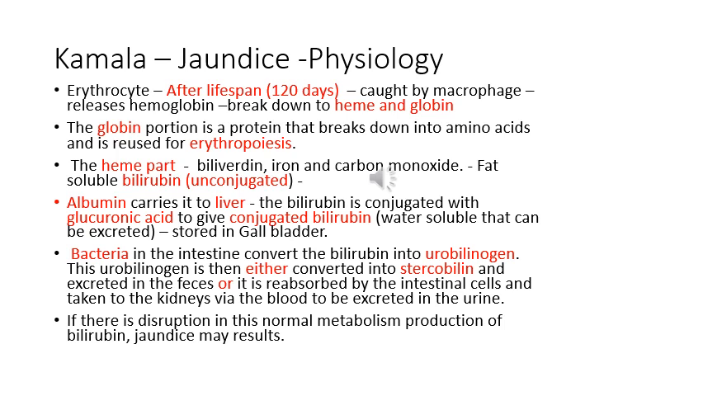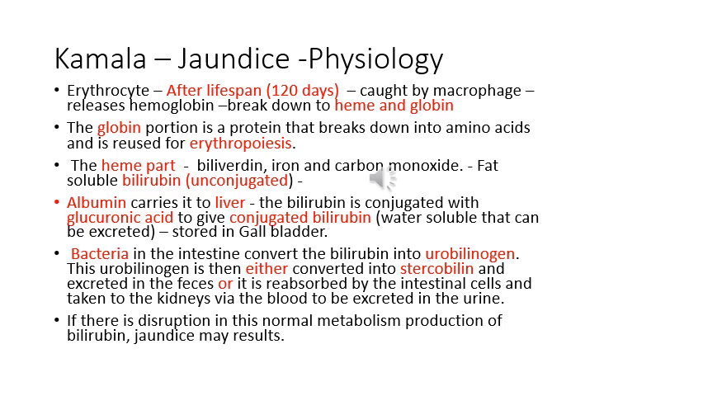As we all know, the lifespan of erythrocytes is 120 days. When these 120 days are over, the erythrocyte is usually caught by a macrophage. Inside that macrophage, it releases its hemoglobin, which divides into the heme and the globin part. The globin portion is a protein that breaks down into amino acids, which are carried back by the bloodstream and reused for erythropoiesis.